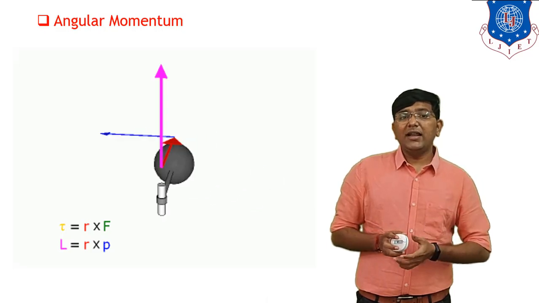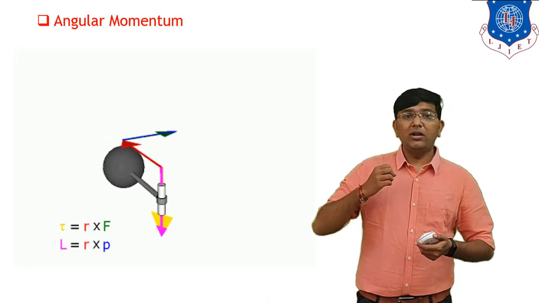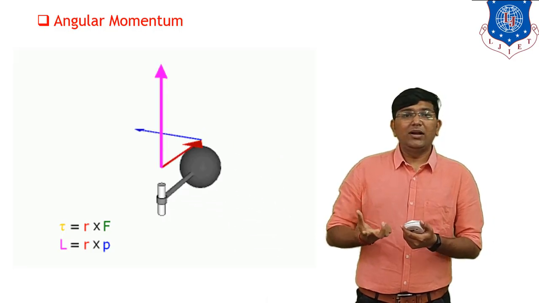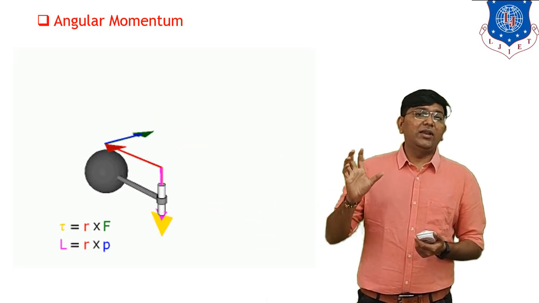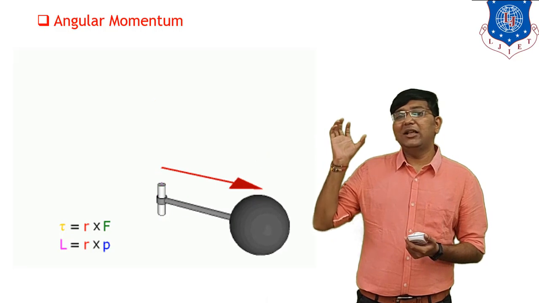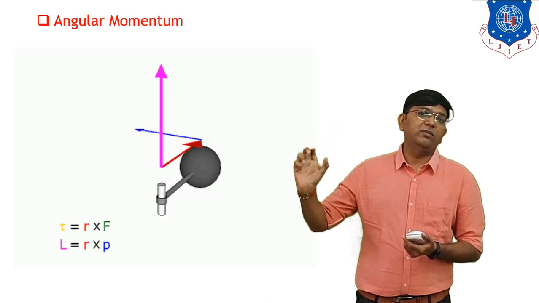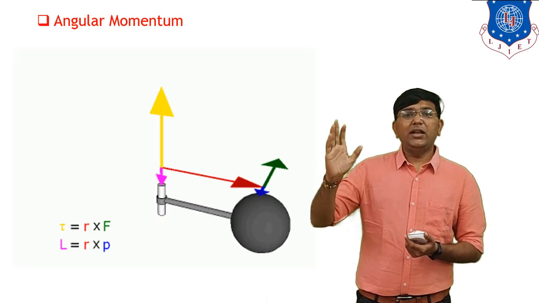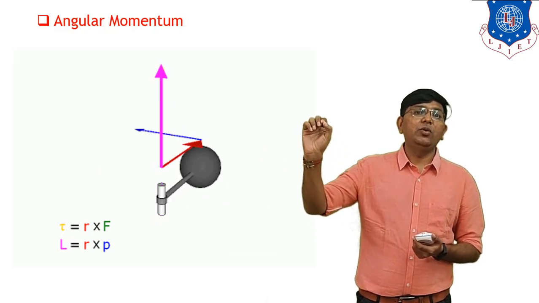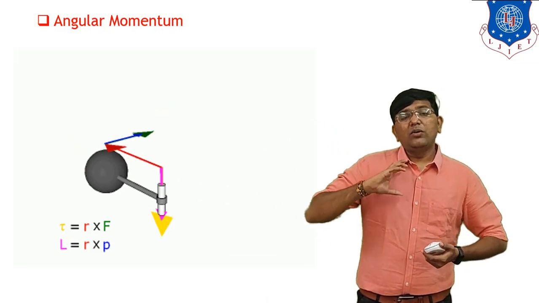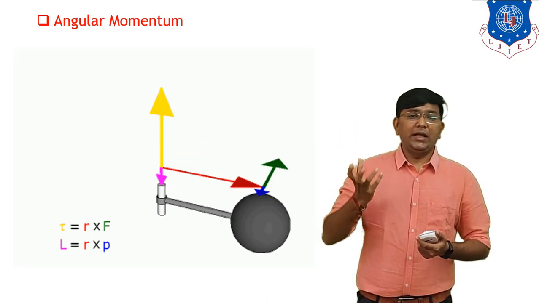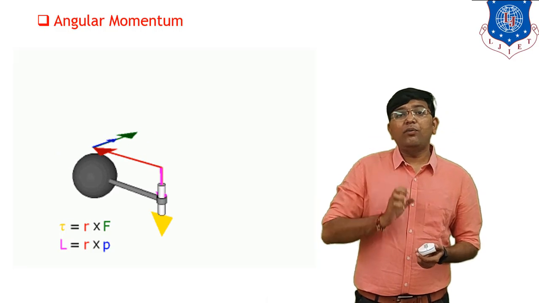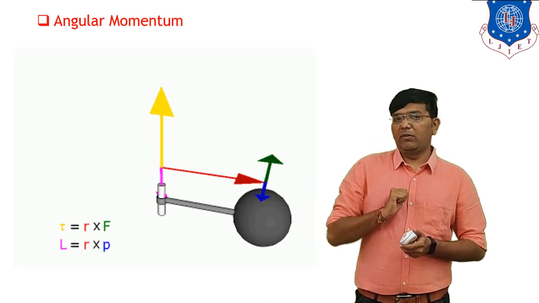For understanding angular momentum, first of all you have to understand what is linear momentum. So what is linear momentum? Linear momentum means it is the product of mass of the body and its linear velocity. So the equation of linear momentum is m into v. Now we have to discuss angular momentum. So what is angular momentum and how to find the direction of angular momentum?